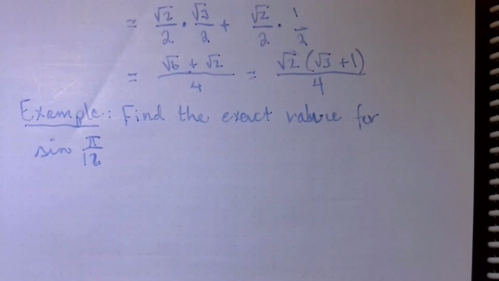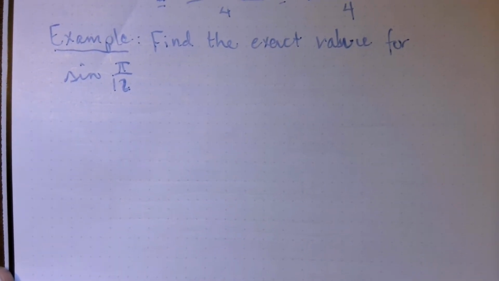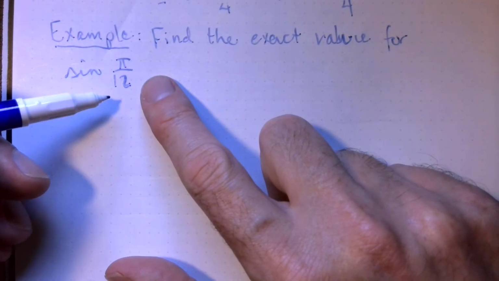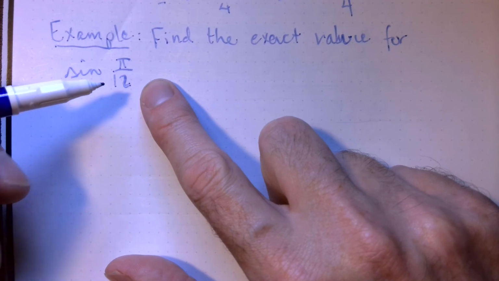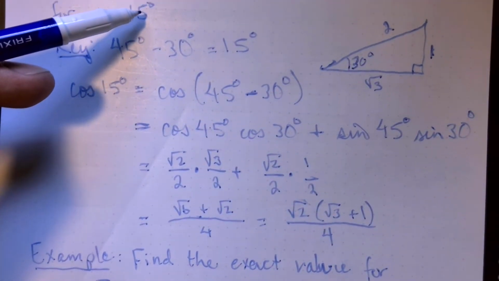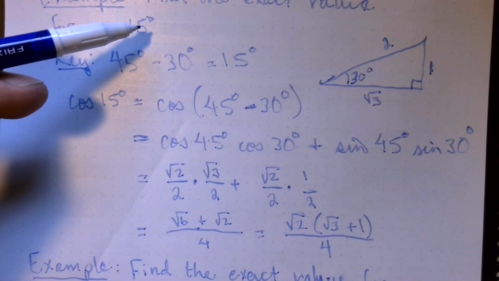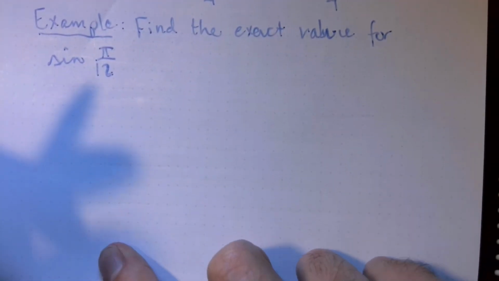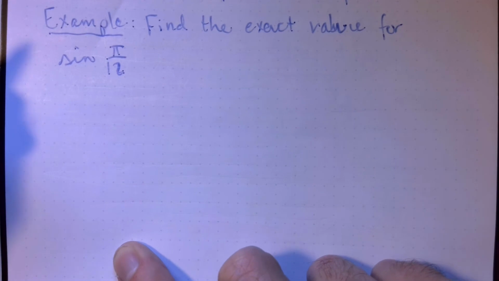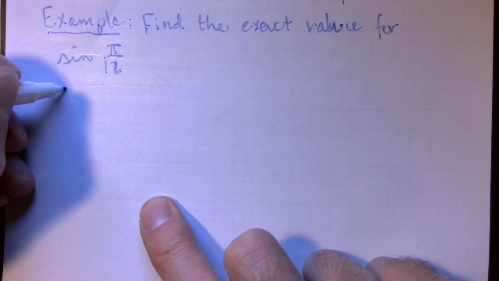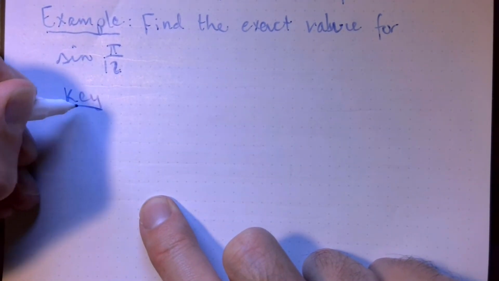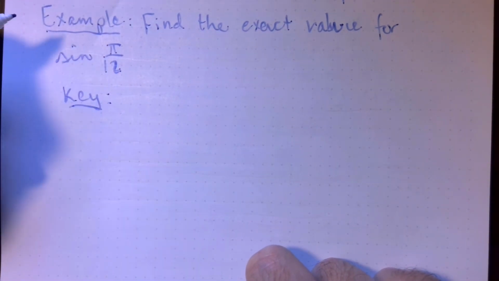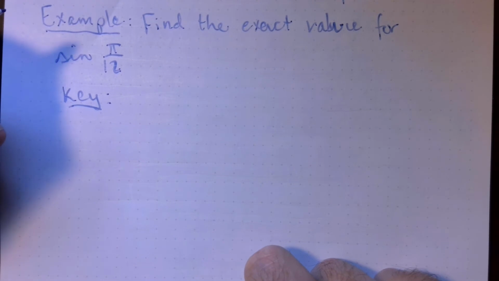Okay, let's do another example. This one is in radians. How do I know it's radians? Well, having a pi there is a big hint, but there's no degree symbol. If my angle is measured in degrees, there'll be a degree symbol. Alright, so find the exact value for sine pi over 12. And once again, we're going to express this angle as the sum or difference of special angles.